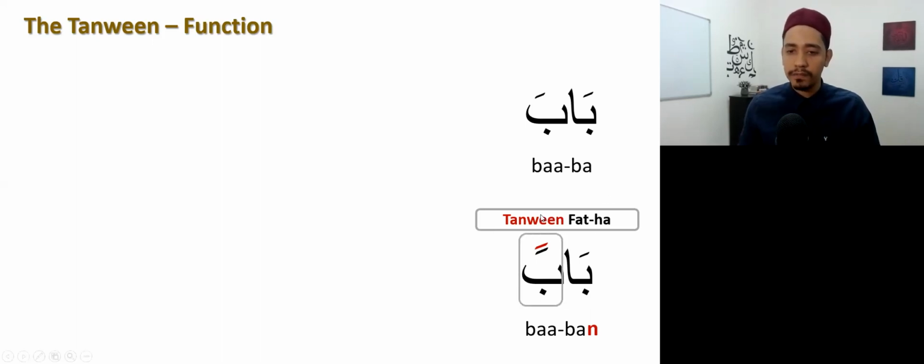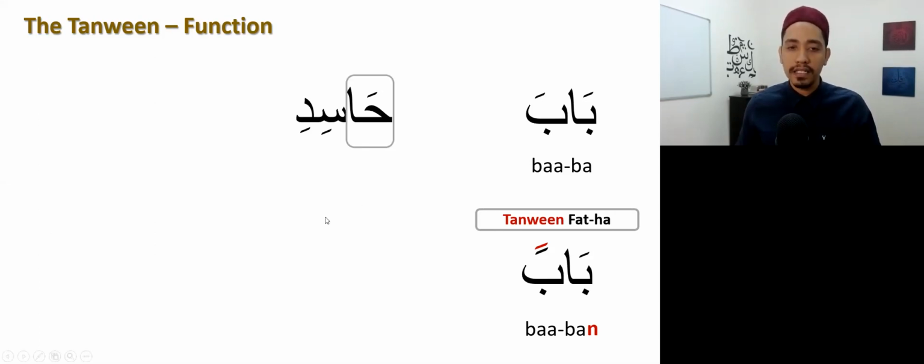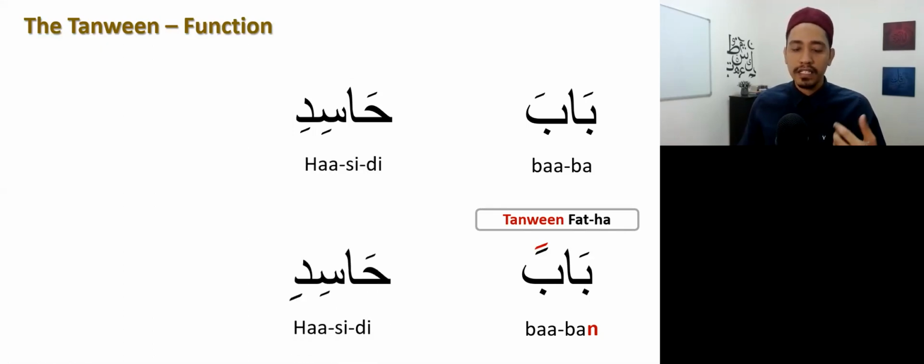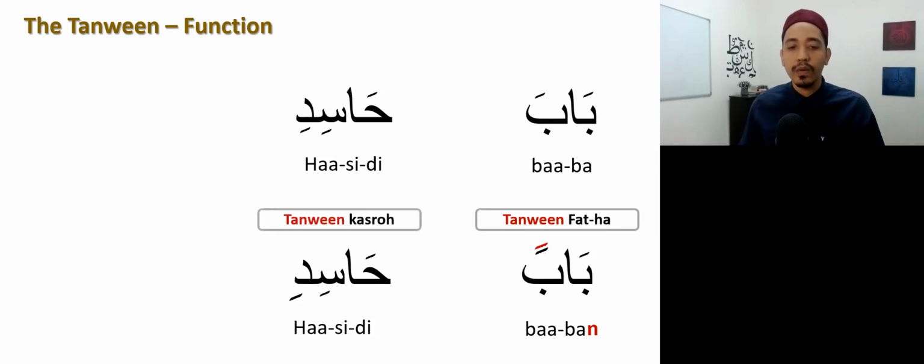Let's look at another example. Look at this word. Hasidi. Let's take the same word and let's add a tanween kasra. So on the dal, the end, you see that kasra? Let's add a tanween kasra. Hasidin.